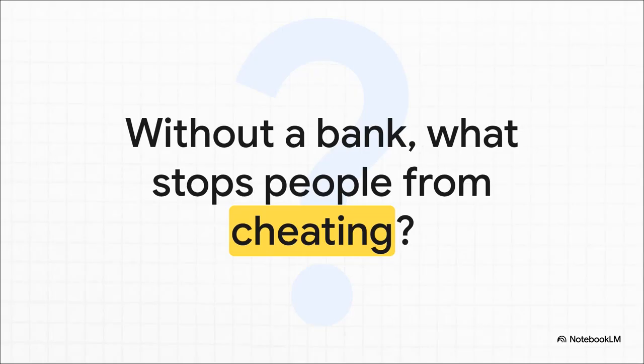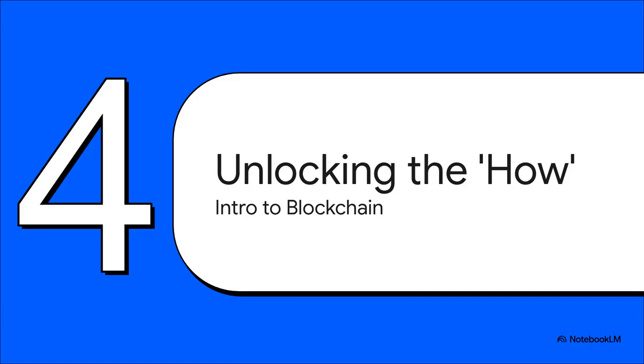Okay, but hold on a second. If there's no bank, no central institution checking everything, how does that even work? I mean, what's to stop somebody from cheating? Like, what prevents me from spending the same digital coin twice or just making up a payment out of thin air? And that is the million-dollar question. The answer is based on some seriously clever technology. And that incredible technology is called the blockchain.